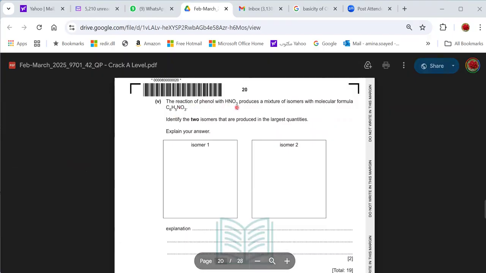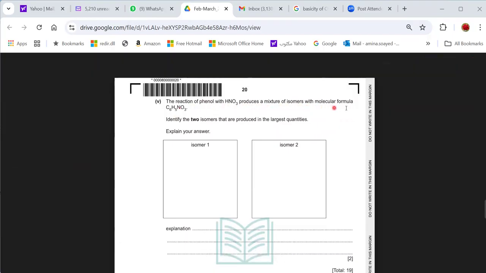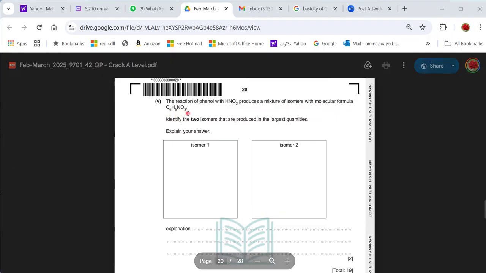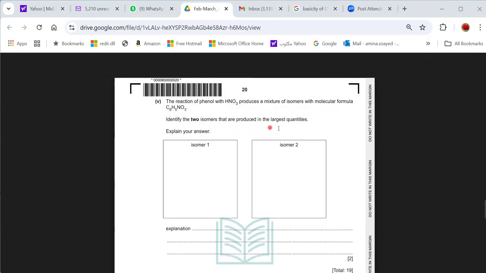The reaction of phenol with nitric acid produces a mixture of isomers with molecular formula C6H5NO3. Identify the 2 isomers that are produced in the largest quantities. So here, as we have a phenol, and we know that the OH group directs the incoming groups to the 2 and 4 positions. So this means that these are the 2 isomers that are going to be formed when the nitric acid reacts with the phenol.